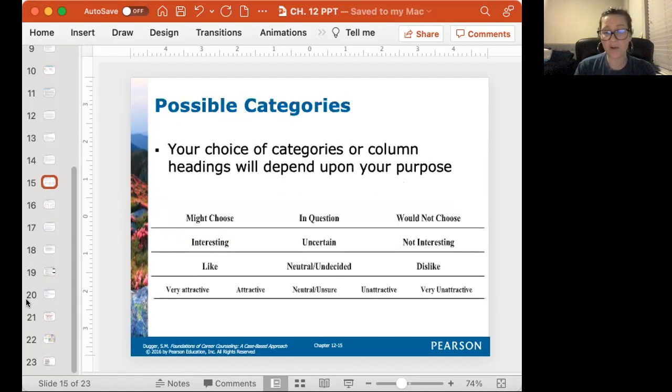So possible categories that a client could use when doing their card sort are those at the bottom of the slide. So: would choose, would not choose, in question; interesting, uninteresting, uncertain; like, neutral, undecided, dislike; very attractive, attractive, neutral, unsure, unattractive, or very unattractive. These are just different ways to help conceptualize a stack of jobs that a client might be going through.